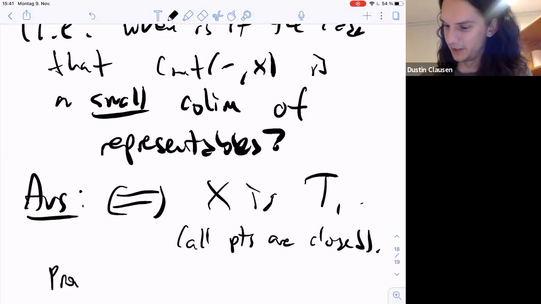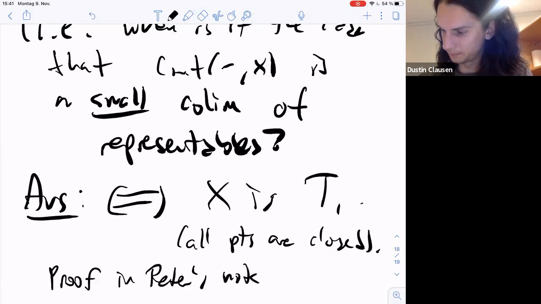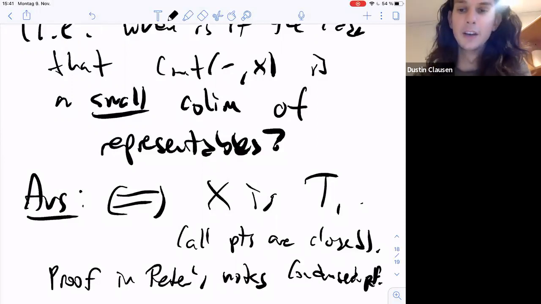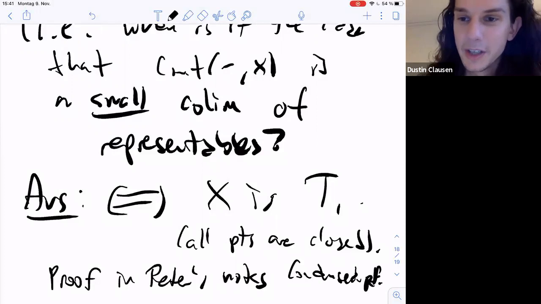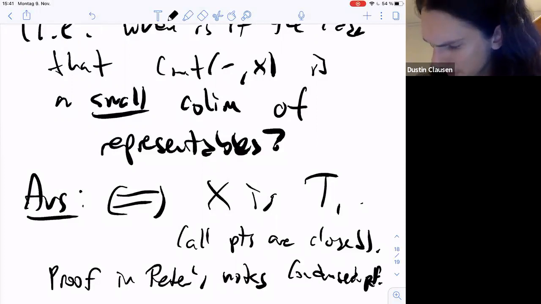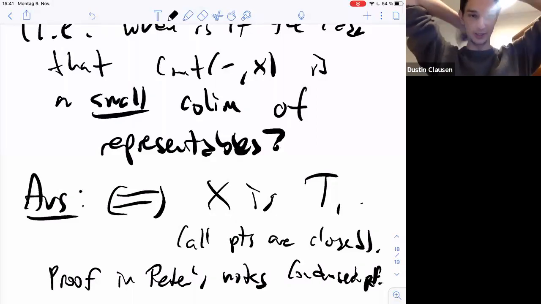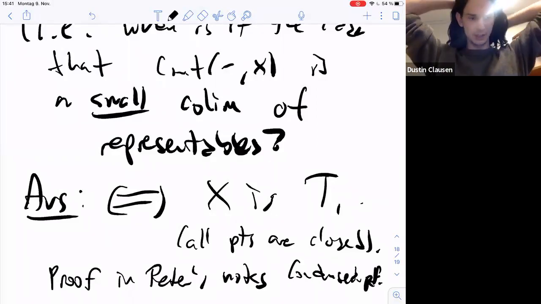You can see the proof in Peter's notes, condensed.pdf, which I think he linked in the chat earlier. Right, so I guess I'll call it quits a little early today, or if people have questions, I can try to answer them. But next time we meet, Peter's going to be doing some serious calculations with these condensed abelian groups.